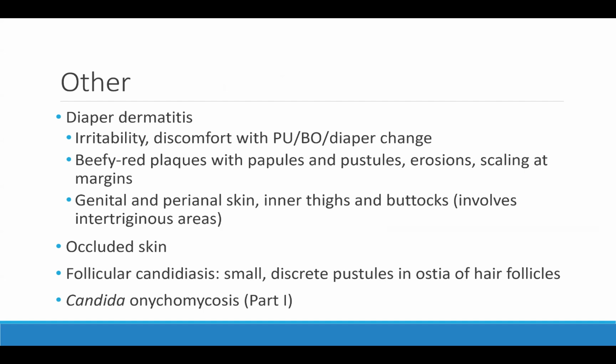Other forms of cutaneous candidiasis are diaper dermatitis, in which patients present with irritability and discomfort, either with passing urine or passing motion or with diaper change. They have beefy red plaques with papules and pustules, erosions, and scaling at the margins. This affects genital and perianal skin, inner thighs, and buttocks, and involves the intertriginous areas. Candida also affects occluded skin. Patients can also have follicular candidiasis, in which you have small, discrete pustules in the ostium of hair follicles, as well as Candida onychomycosis, which we covered in part 1.